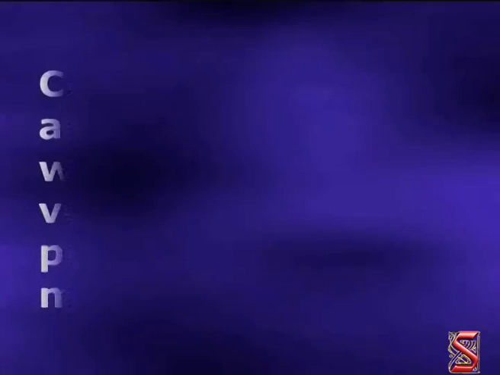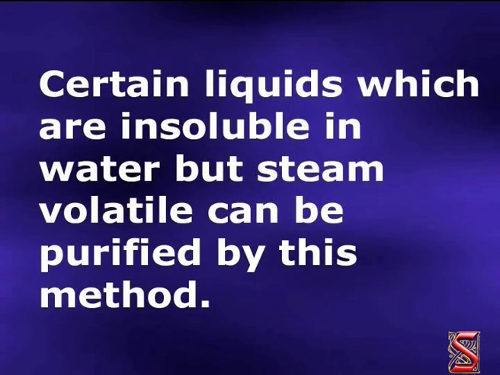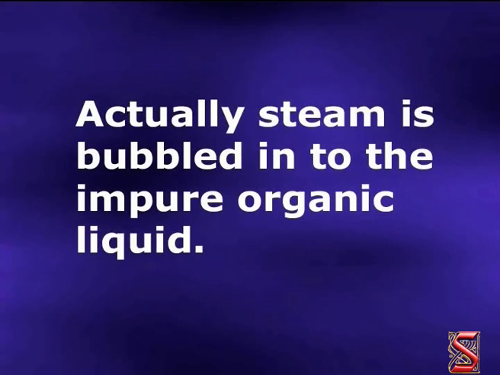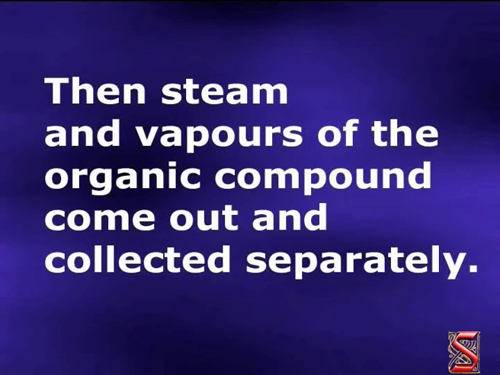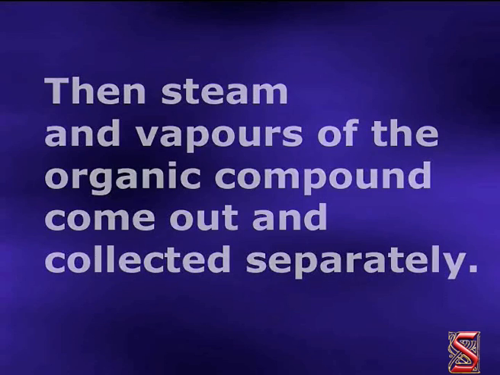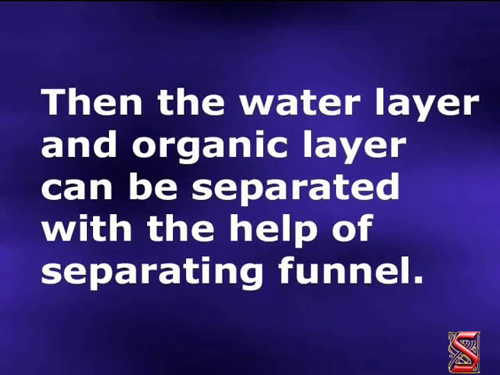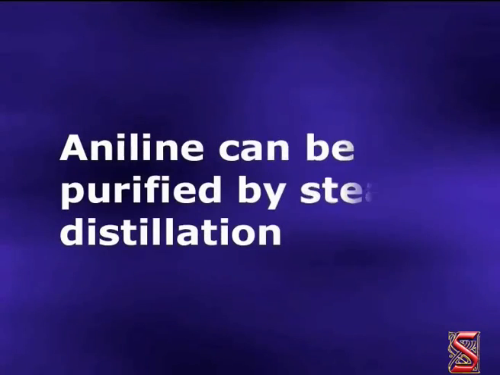Steam distillation. Certain liquids which are insoluble in water but steam volatile can be purified by this method. Actually, steam is bubbled into the impure organic liquid. Then steam and vapors of the organic compound come out and get collected separately. Then the water layer and organic layer can be separated with the help of a separating funnel. Aniline can be purified by steam distillation.